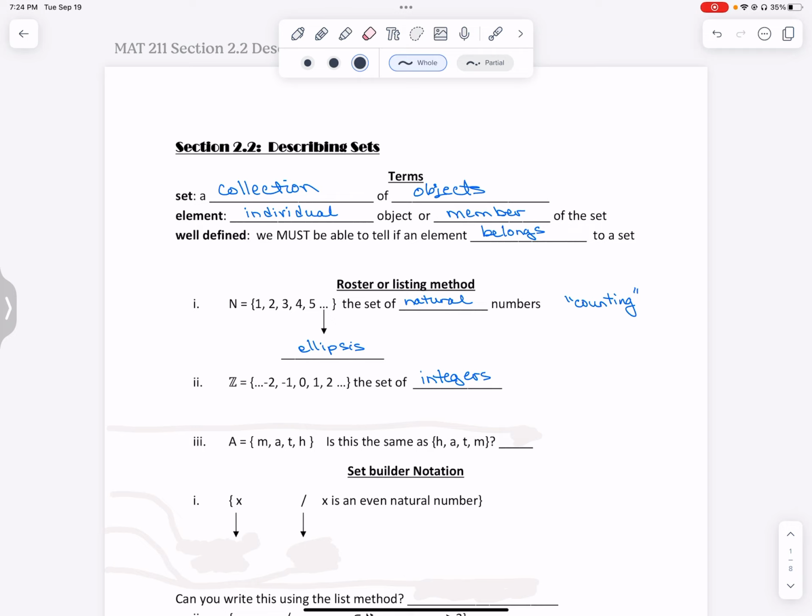Now, this next set is just the set of all the letters in the word math. Is that the same as this set? Notice it's got the M, it's got the A, yes, it is the same. It's in a different order, but that's okay. It is the same set.